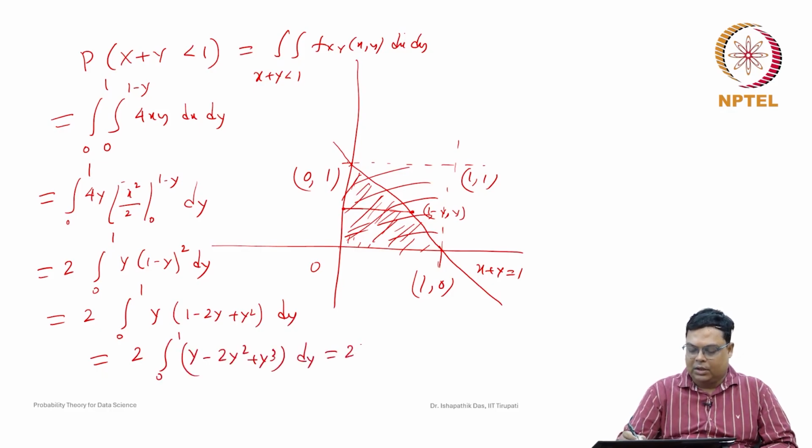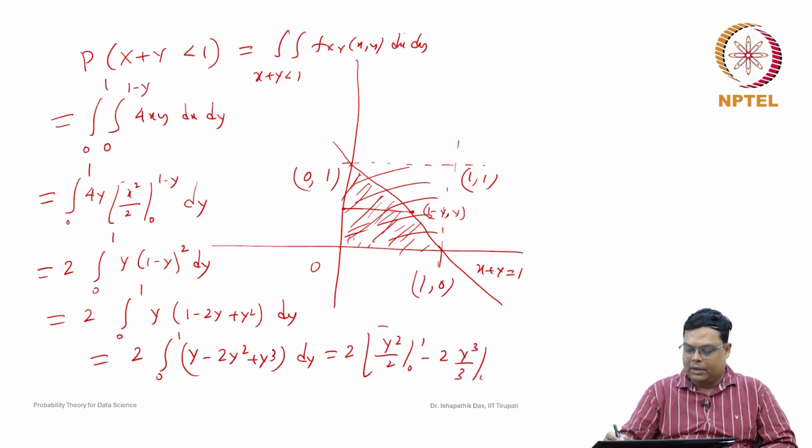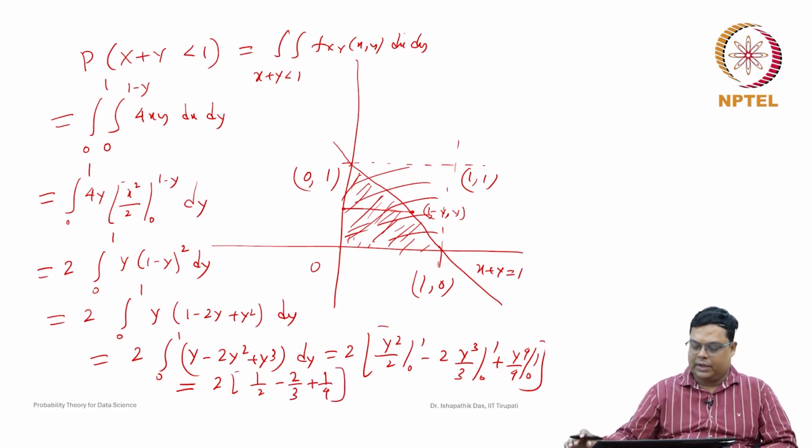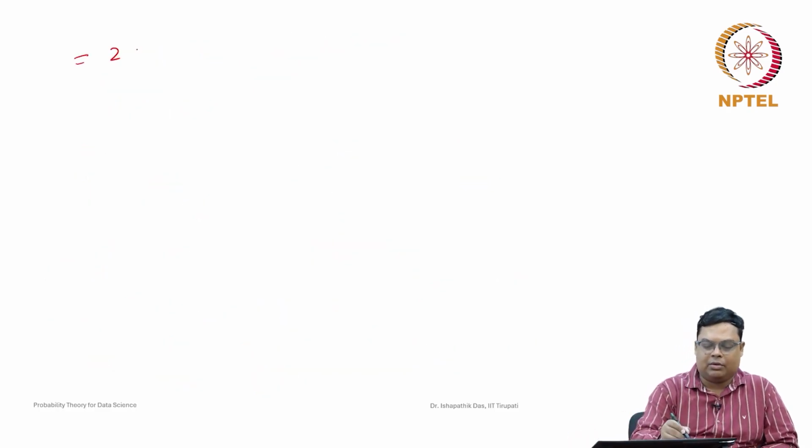Then we have to do this final integration. This is y square by 2 from 0 to 1, minus 2 y cube by 3 from 0 to 1, plus y to the power 4 by 4 from 0 to 1. So, what do we get finally? This is equal to 2 into, and this is just a numerical computation, 1 by 2 minus 2 by 3 plus 1 by 4. So, let us do the final computation here.